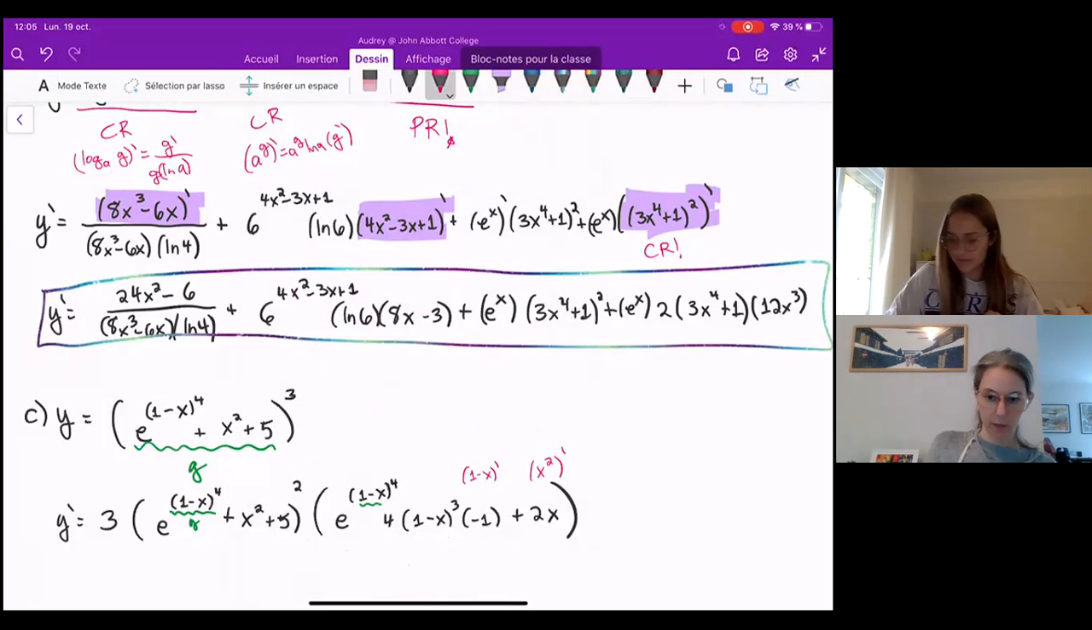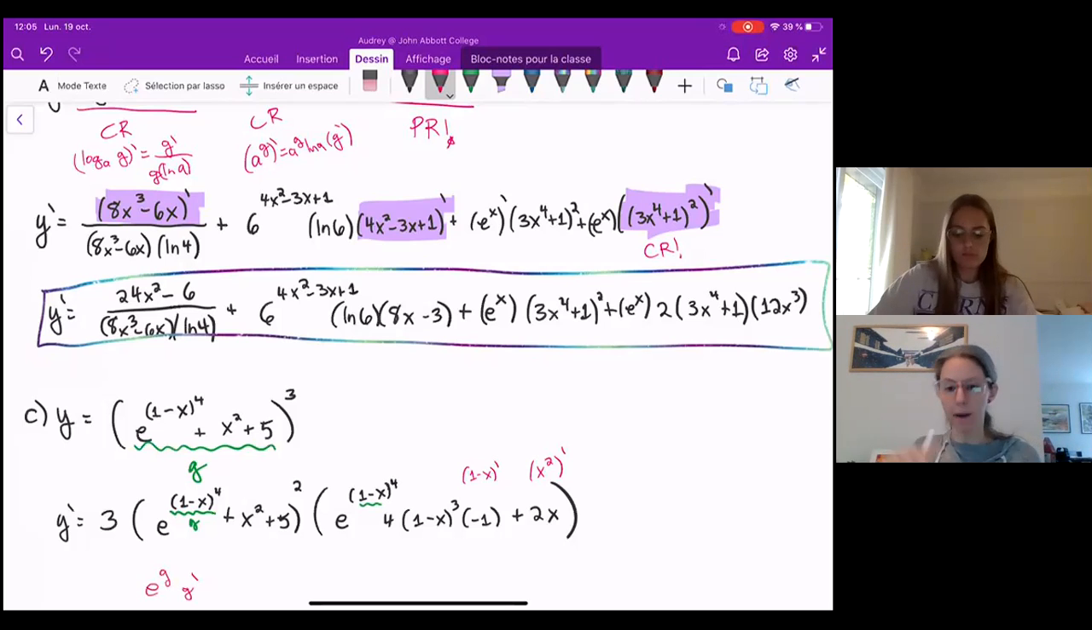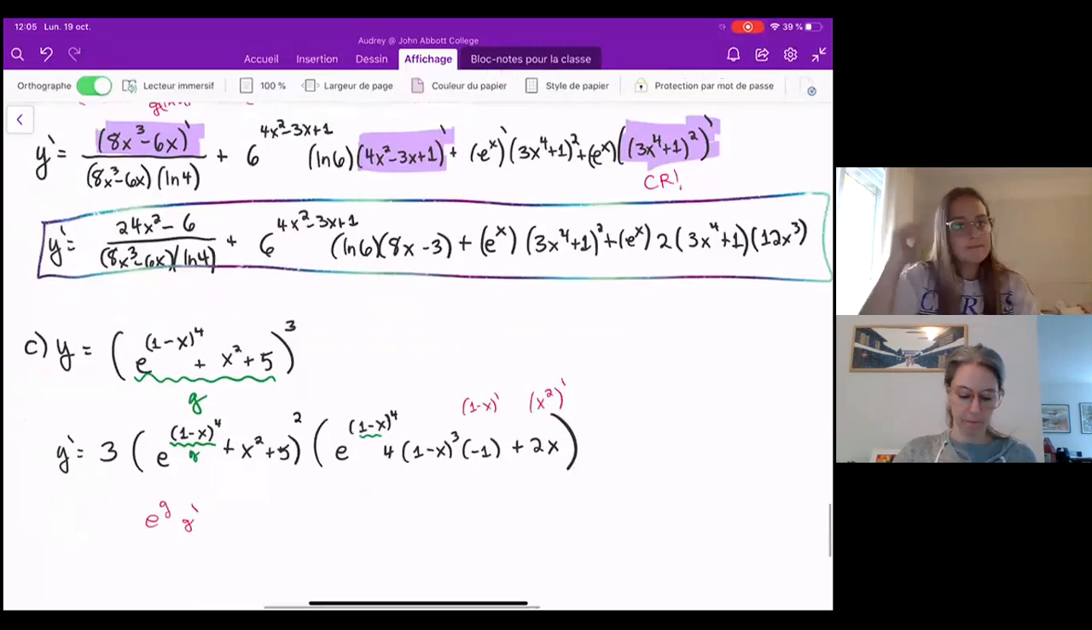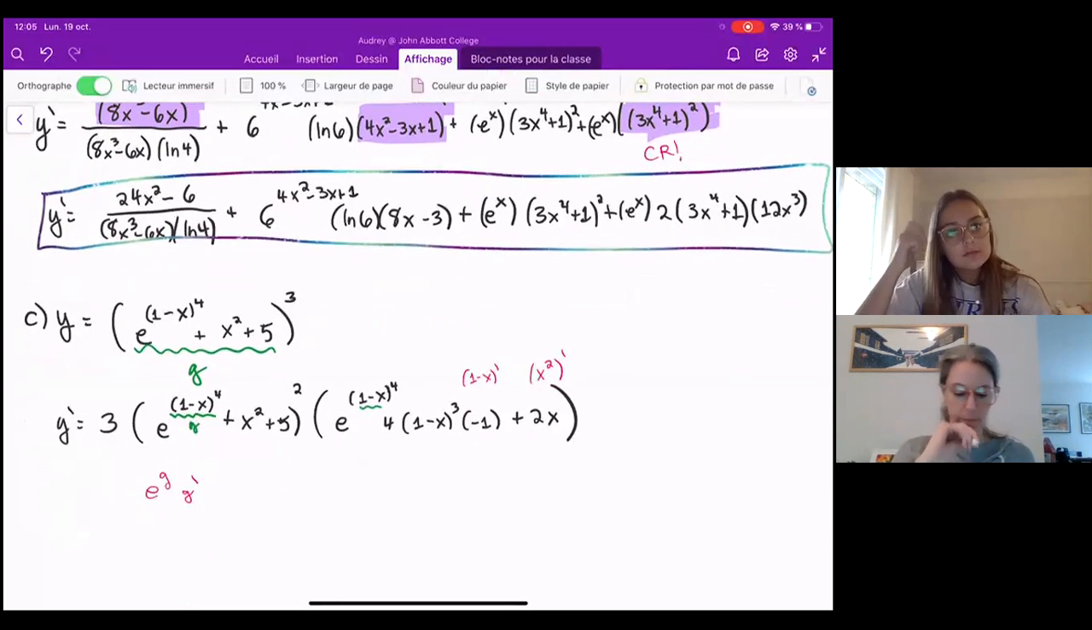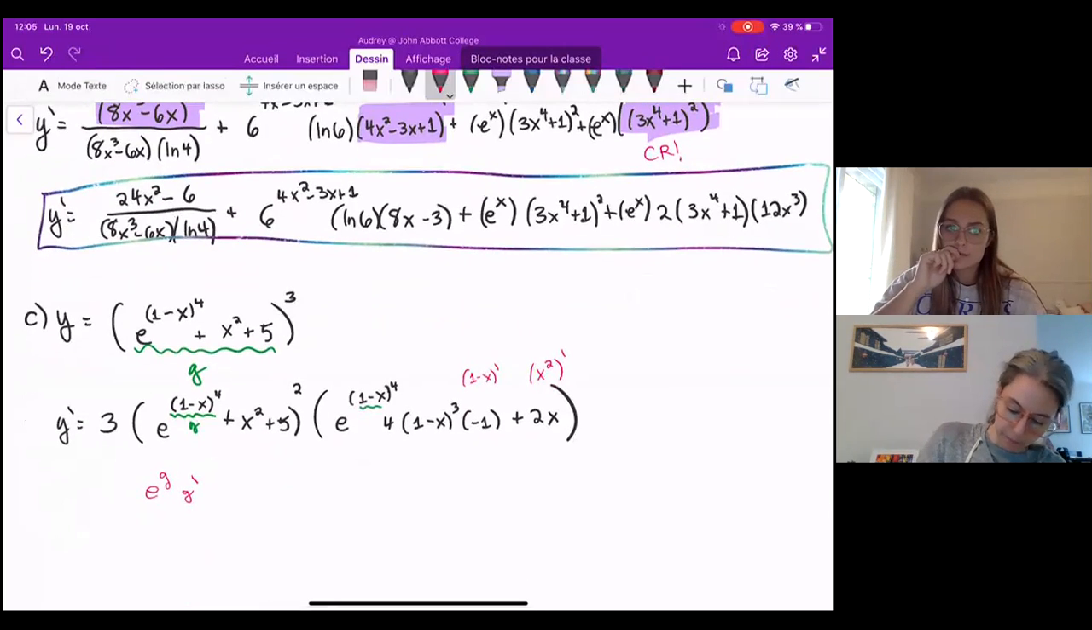Okay, I see. So it's like e to the g times g prime, and that g prime is the derivative of 1 minus x to the 4th. So that was another chain rule. So you do the e to the 1 minus x to the 4, and then the derivative of that, but then you need to put the 4 at the front. And you got it. Okay, I see.